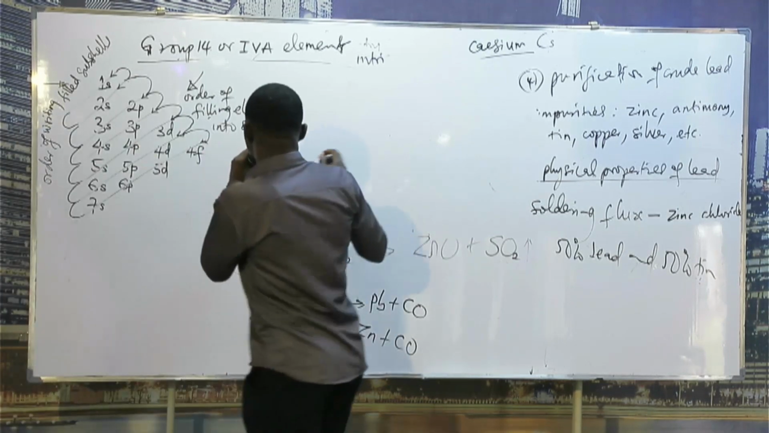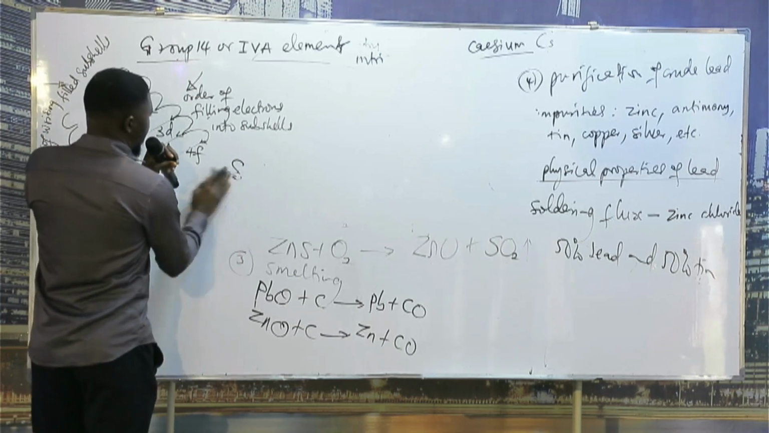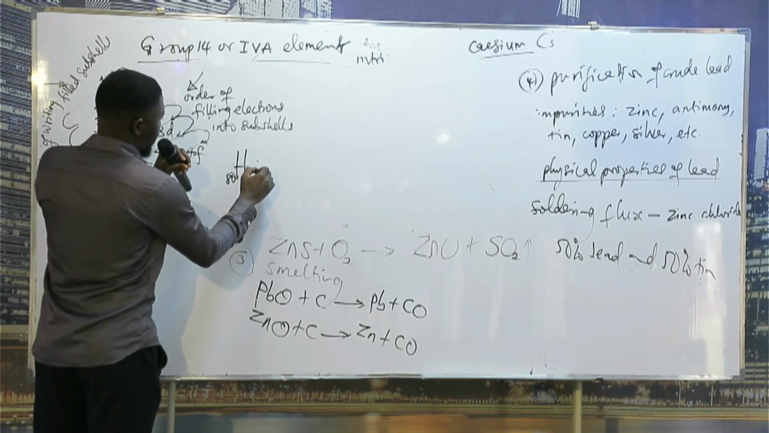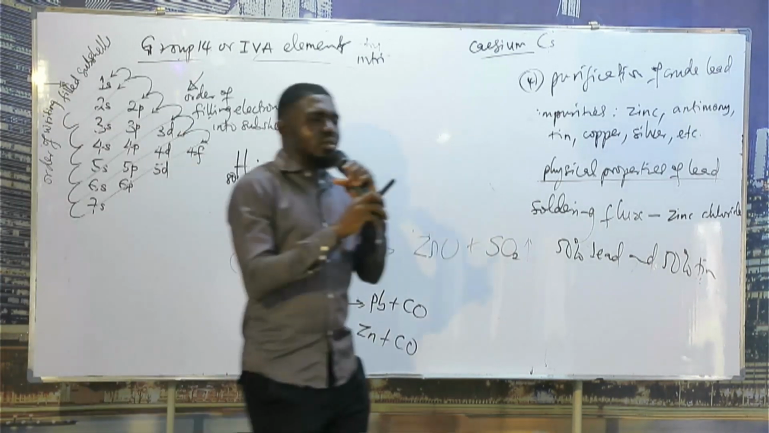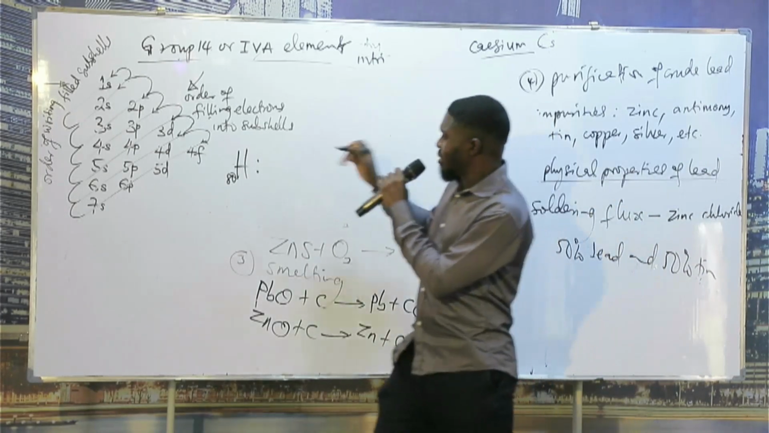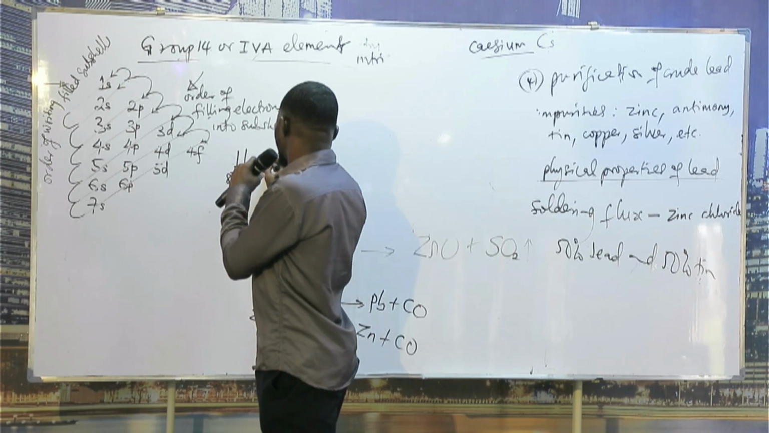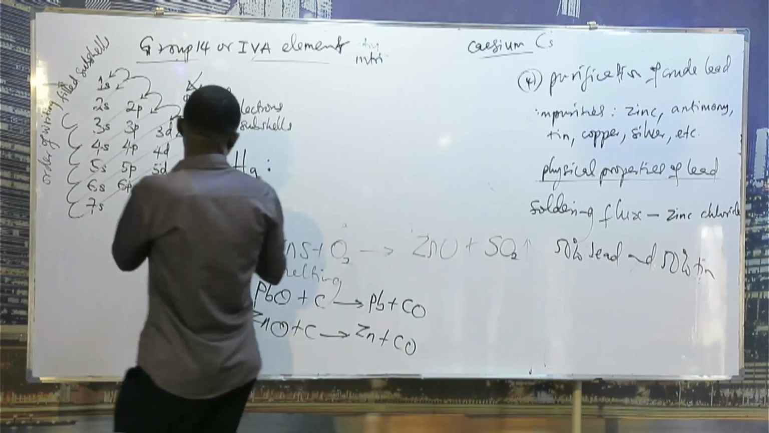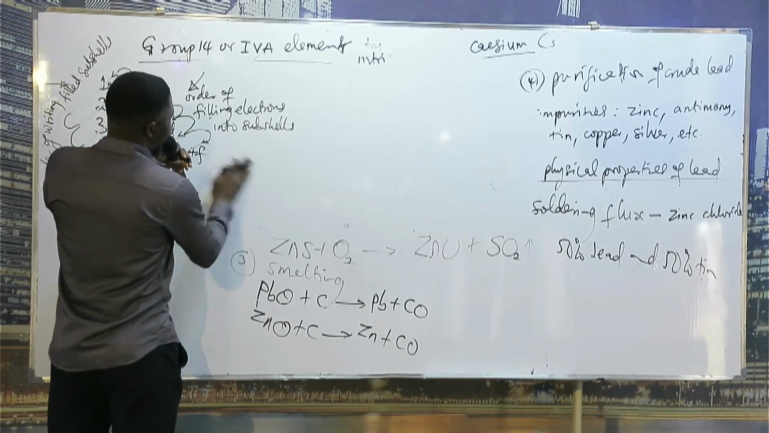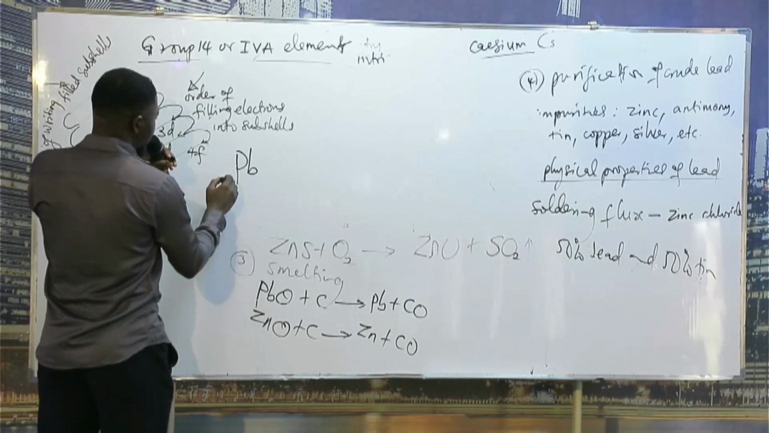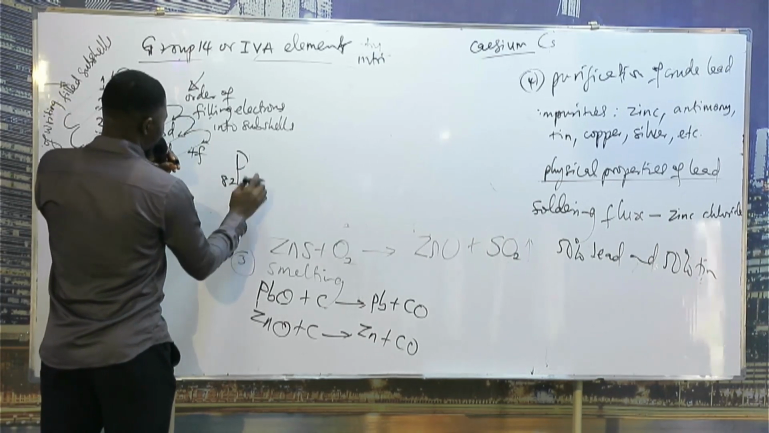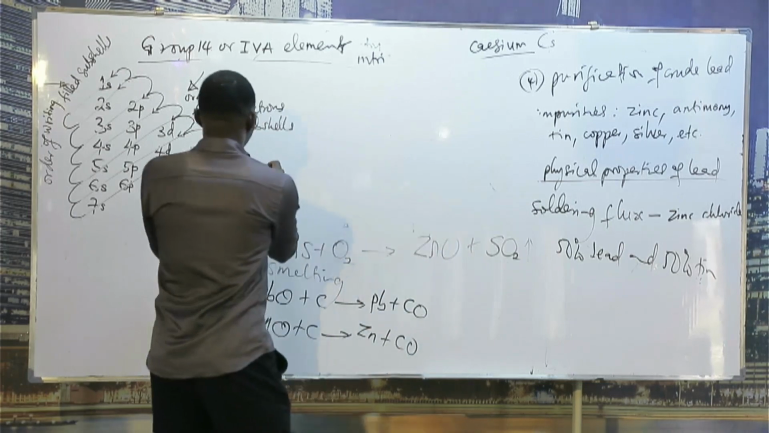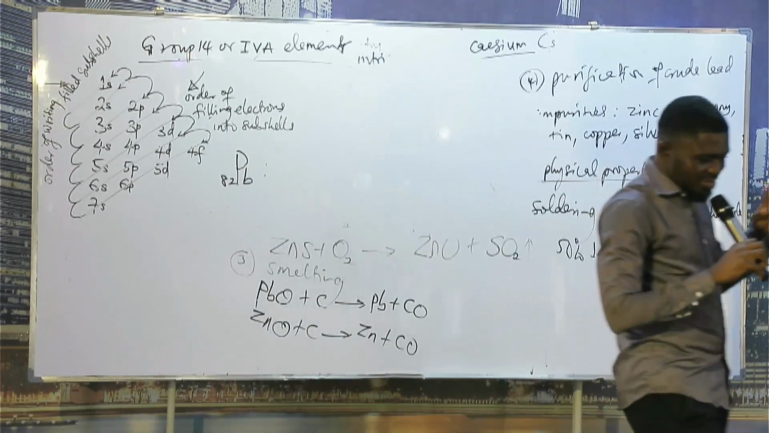Now, lead, the atomic number of lead is 80. Now listen carefully. In a neutral atom, mercury is, oh Jesus, is it lead I'm talking about? Oh my God. Lead is what? Who can tell me? 82. I thought it's mercury I'm talking about. Now, let's go. Lead is 82, right? Now, let's write it.